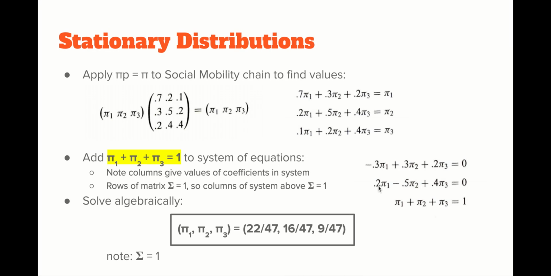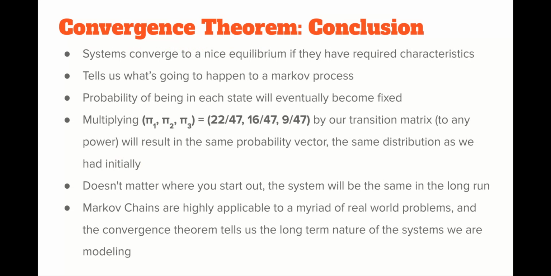It's also worth noting that the columns of our matrix give the coefficients of the system. The rows of the matrix sum up to 1, which means that the columns of this system of equations will sum up to 1.